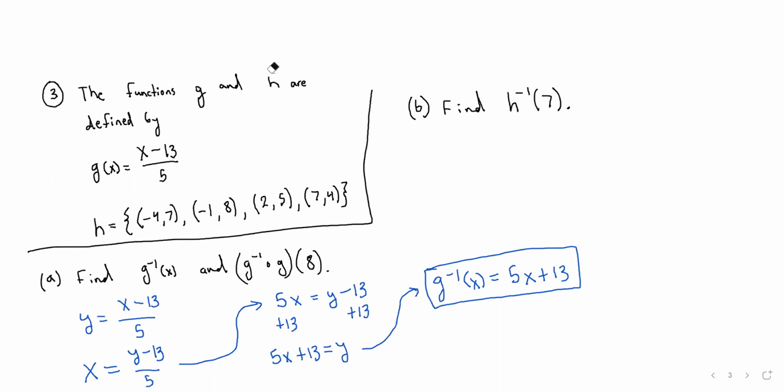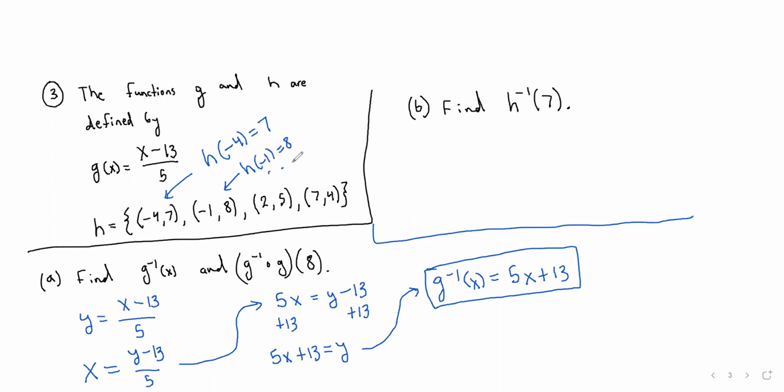Now let me just briefly explain what this notation means for h. When they have the coordinates minus 4, 7, what this means is that h of minus 4 equals 7. The coordinate minus 1, 8 means that h of minus 1 equals 8. And the same for the remaining 2 points.